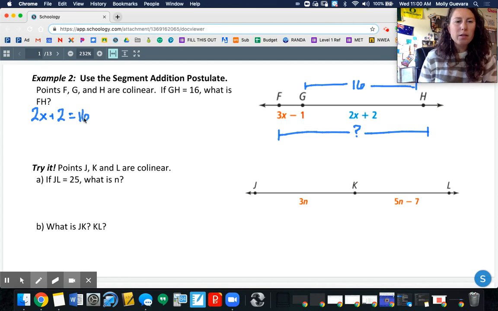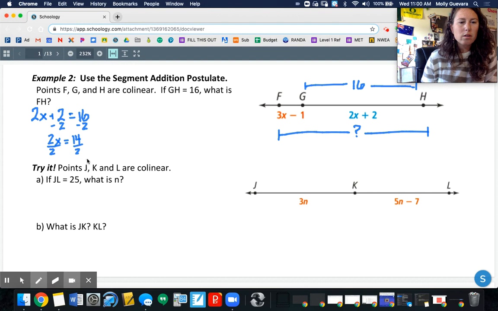And now this is something that we can solve easily. So I want to get the x by itself. So I'm going to move the 2 to the other side by subtracting. So I have 2x equals 14, right, 16 minus 2. Then I can divide by 2, and I get x equals 7. So that's pretty exciting that I was able to figure out what x was.